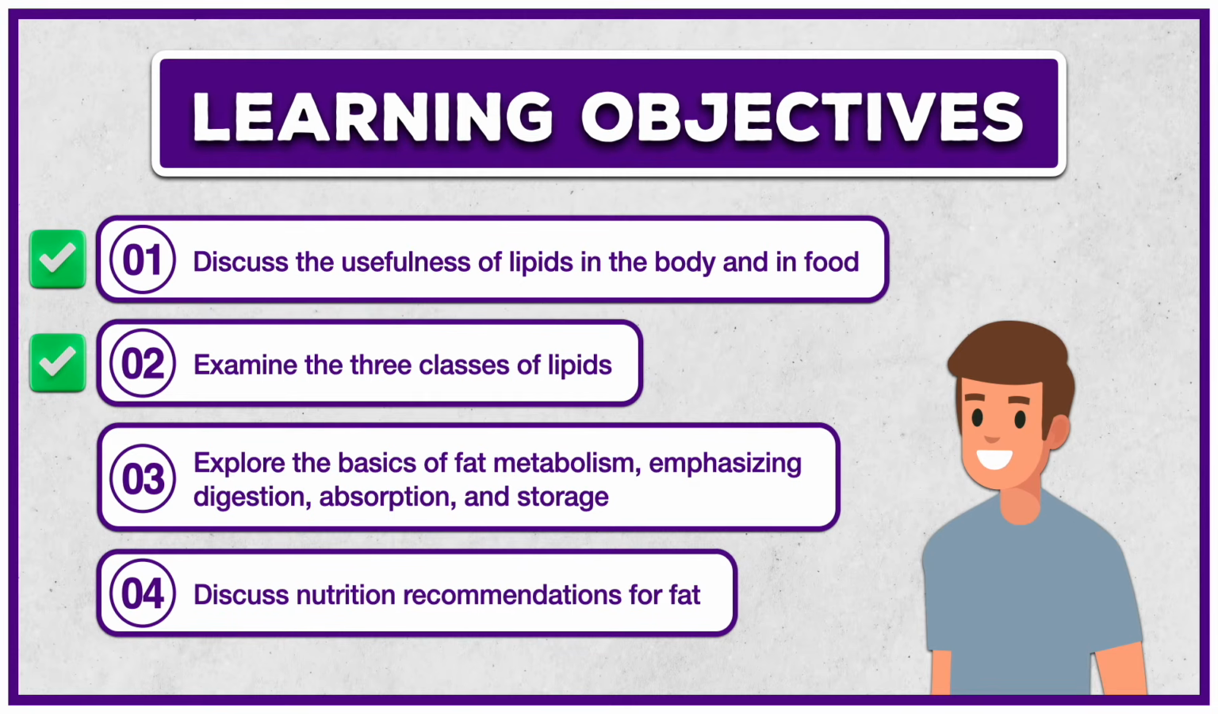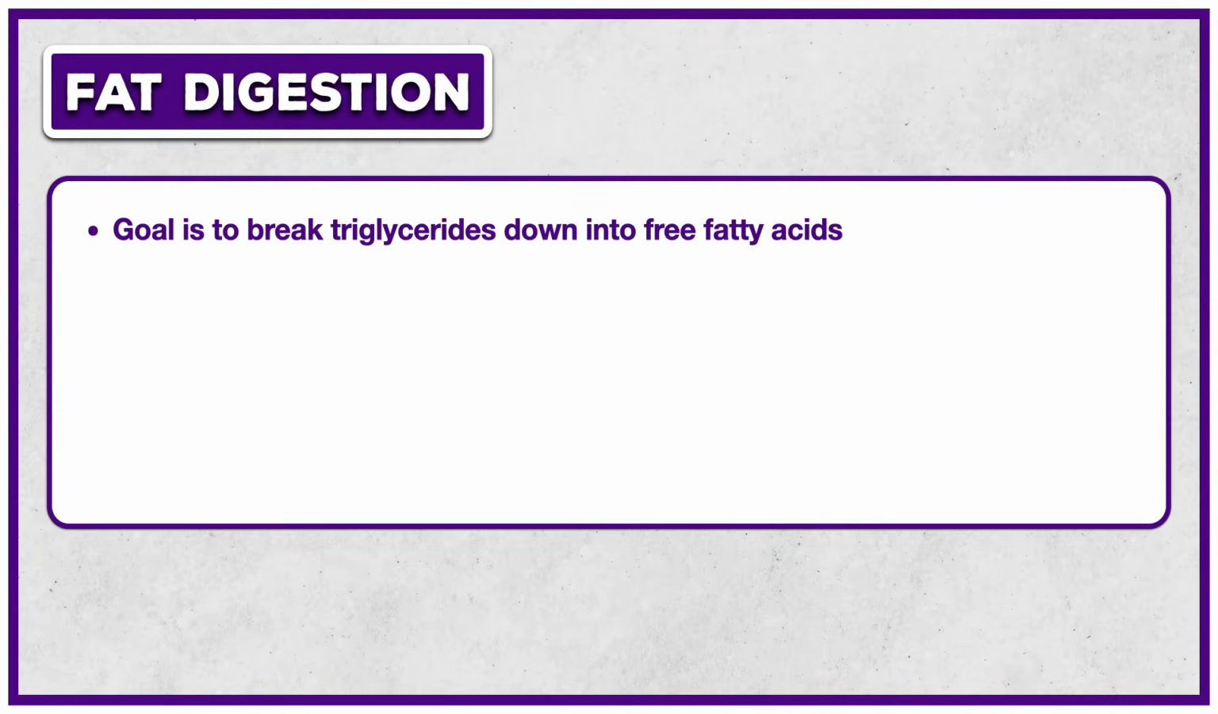Alright, that concludes the second learning objective. Now that we've examined the three classes of lipids, we'll explore the basics of fat metabolism, emphasizing digestion, absorption, and storage. With fat digestion, the goal is to break triglycerides down into free fatty acids. After all, we want to absorb the fatty acids so the body can use them for energy.